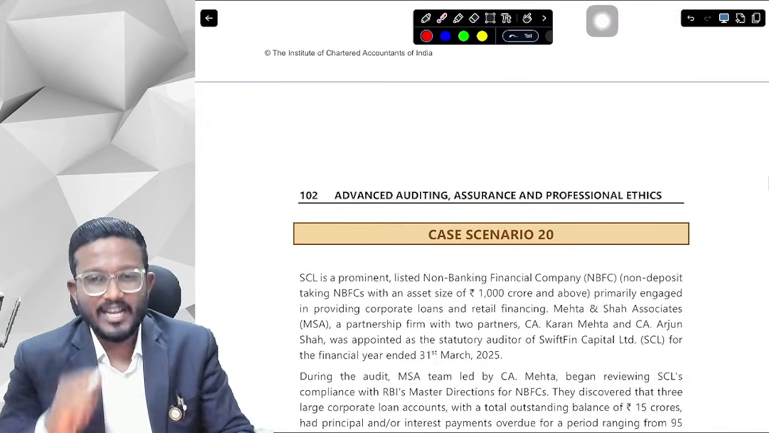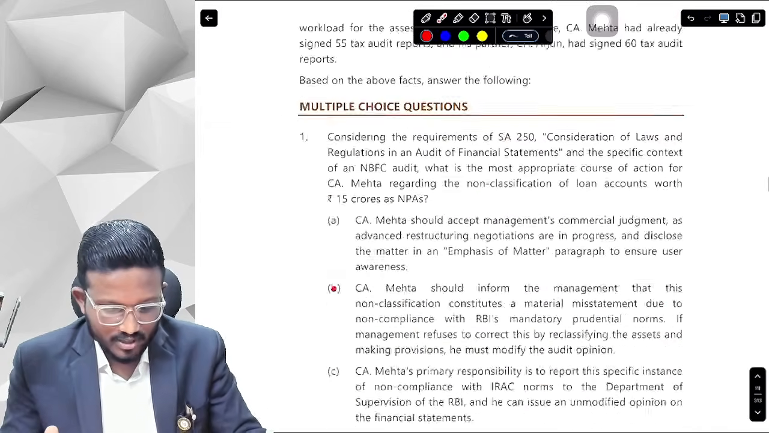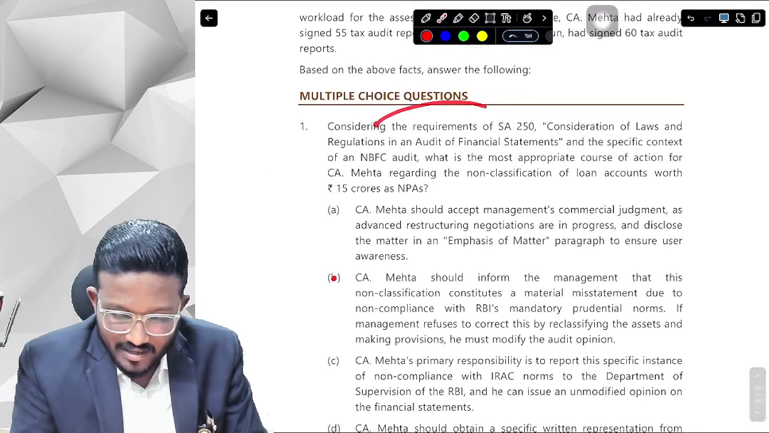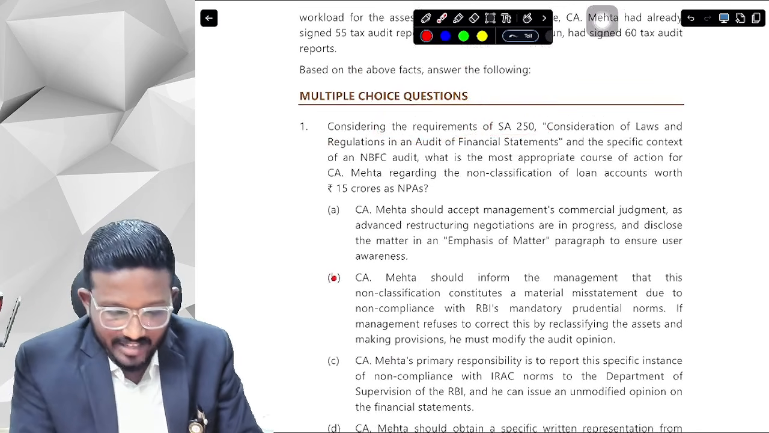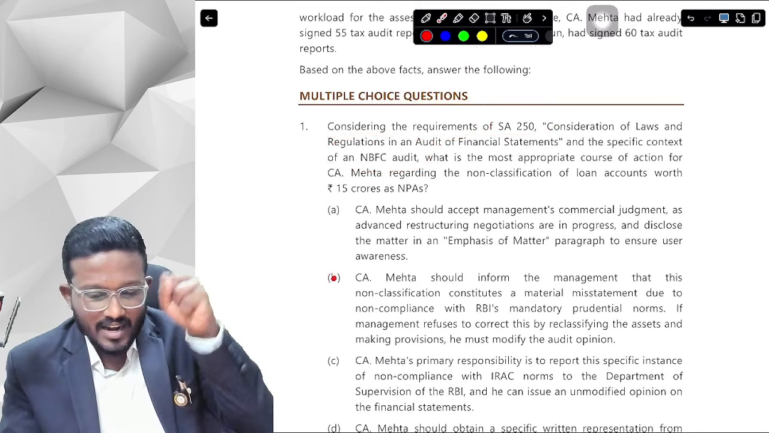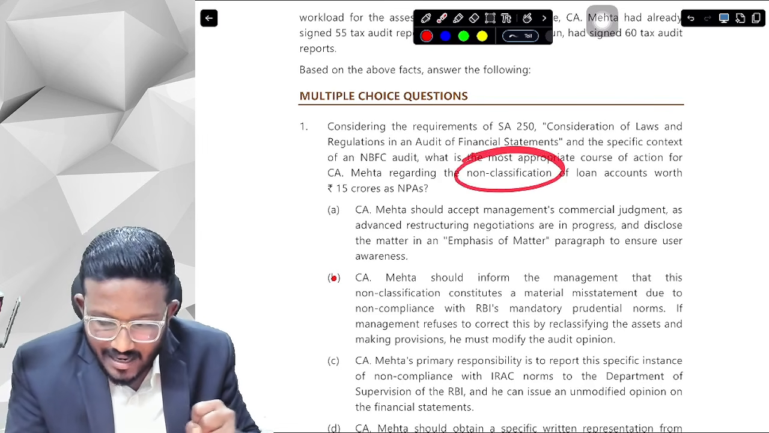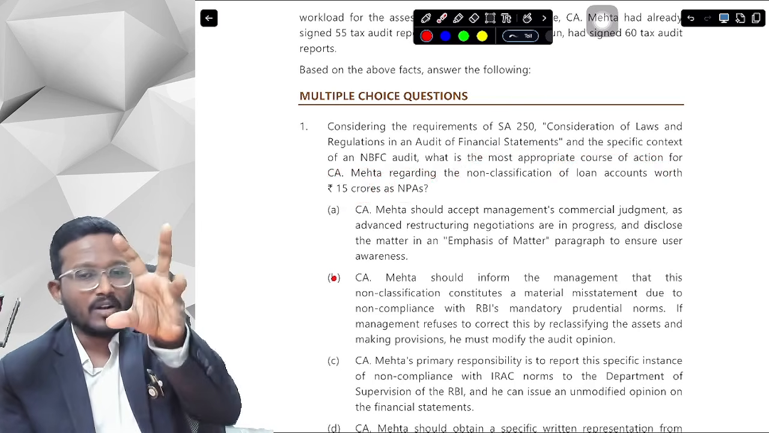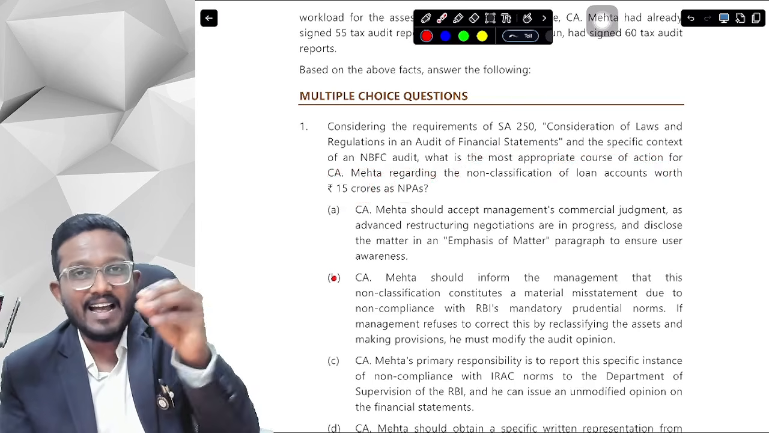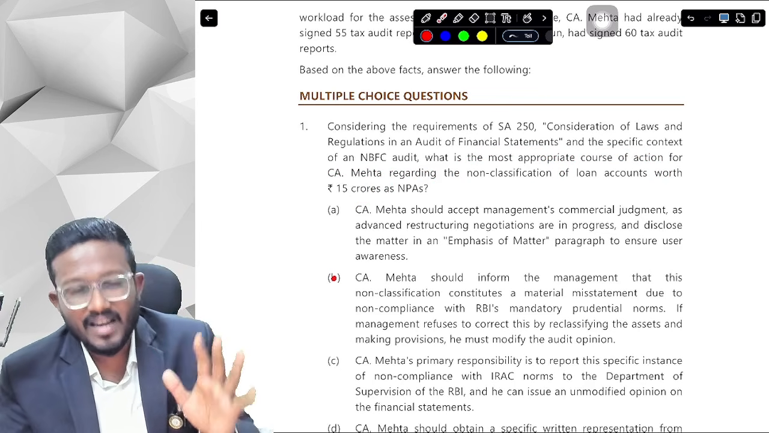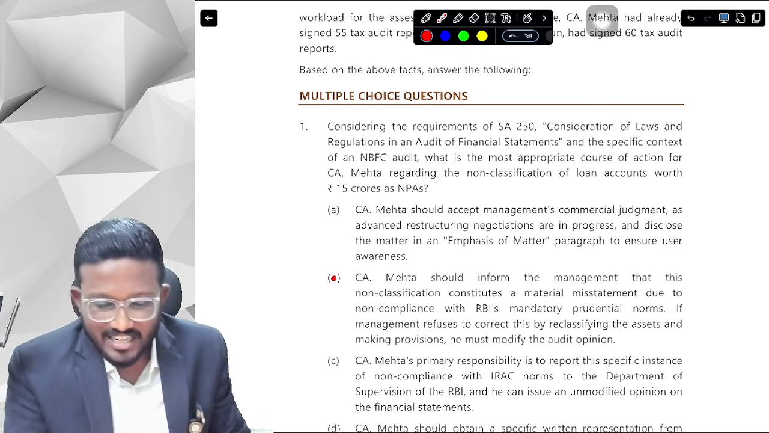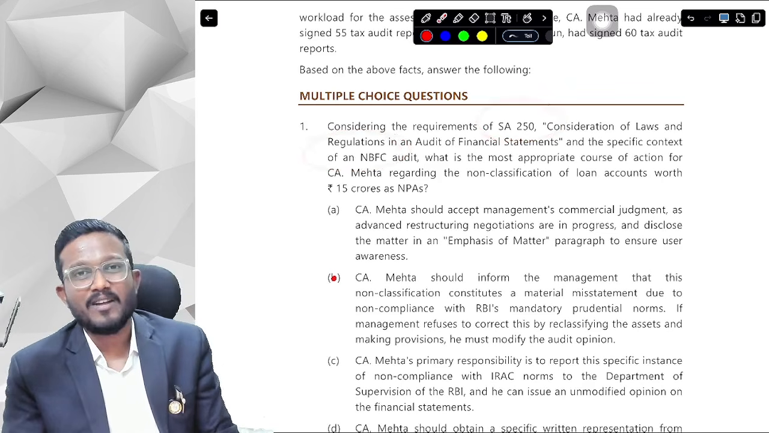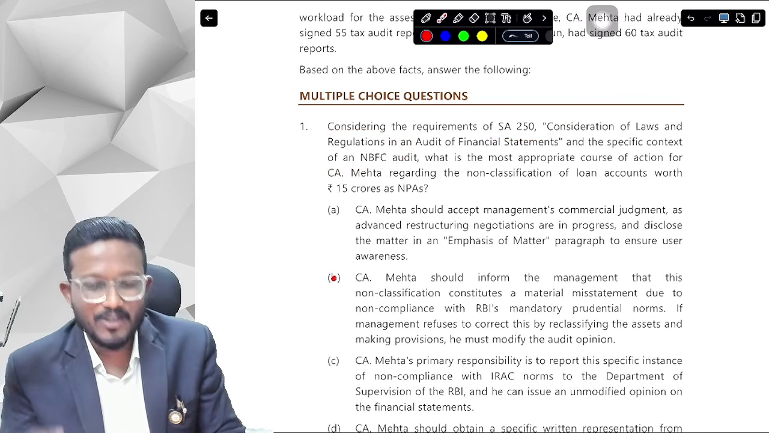Okay, this was your question number 19. Let's do question number 20. What does it say, sir? So basically, in question number 1, we need to reconsider the requirements of SA 250 and the specific context of this NBFC audit. Here what has happened is there is a non-classification of loan accounts worth 15 crore as NPA. So 15 crore was to be classified as an NPA, but the NBFC has not classified it as an NPA. Now as an auditor, what should I do, as per SA 250 and as per NBFC audit?